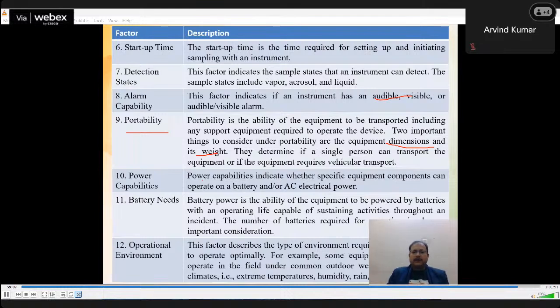Operational environment. This factor describes the type of environment required by the equipment to operate optimally. For example, some equipment is designed to operate in the field under common outdoor weather conditions and climates, that is, extreme temperatures, humidity, rain, snow, fog. So we want a type of detector that is workable in any conditions, temperature, water, humidity, snow, fog, whatever, so that operational conditions do not obstruct the utilization of that particular detection equipment.